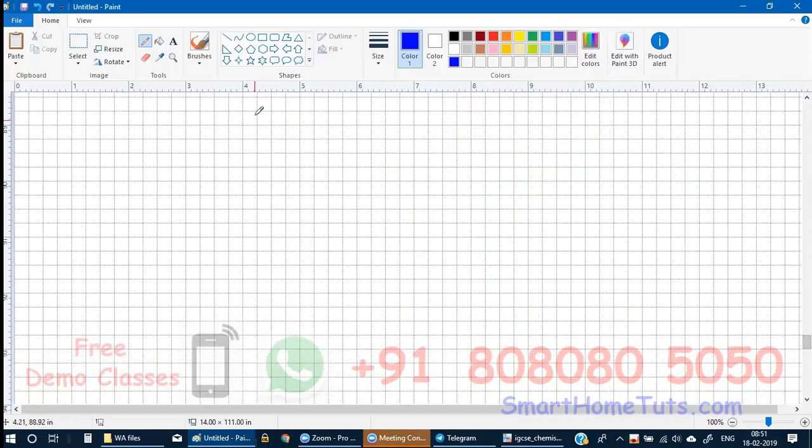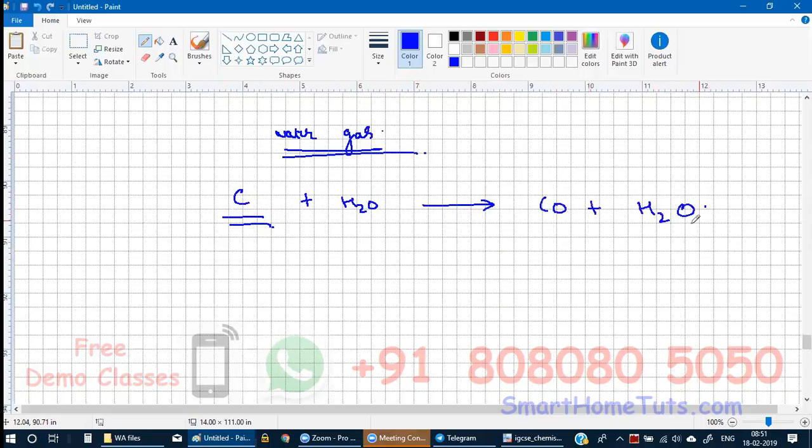Another way is by water gas. Steam is passed over coke, that is carbon. Carbon, coke, plus H2O. This C will go with O, with carbon monoxide, and then this part is going to become H2. This is going to become hydrogen. This is another method of obtaining hydrogen from water gas, that is, steam is passed over carbon.